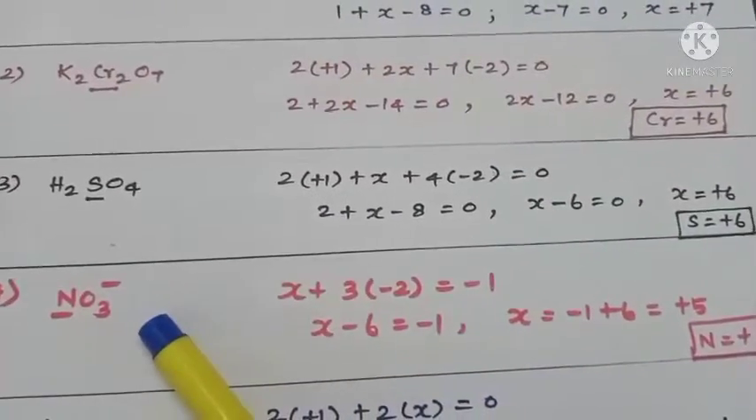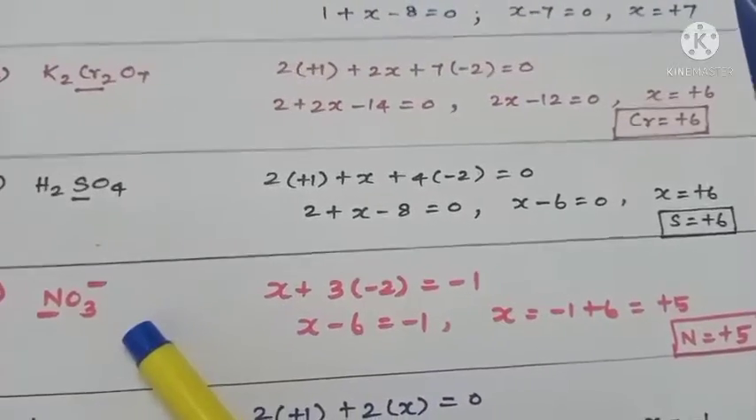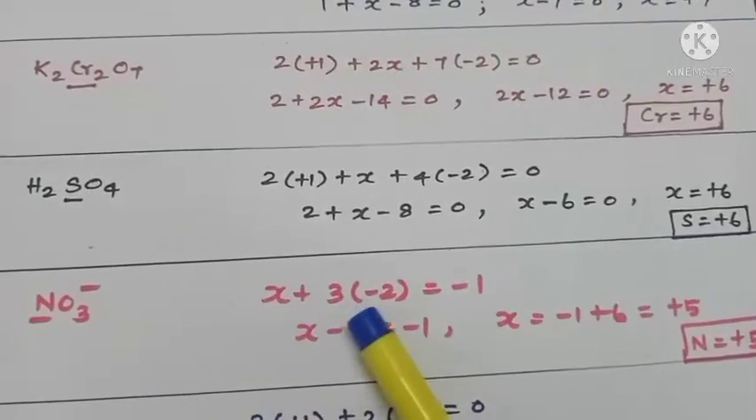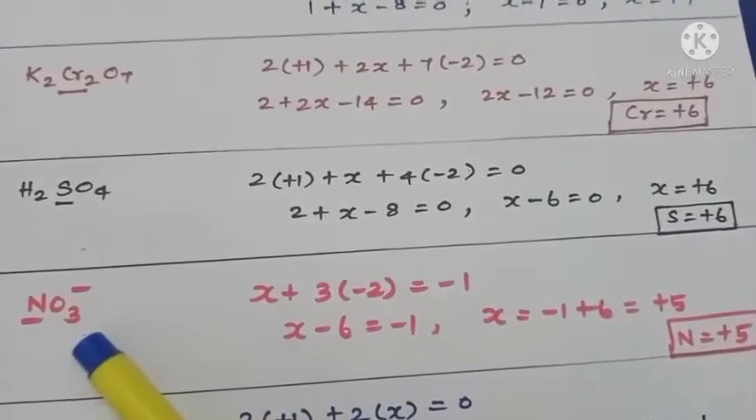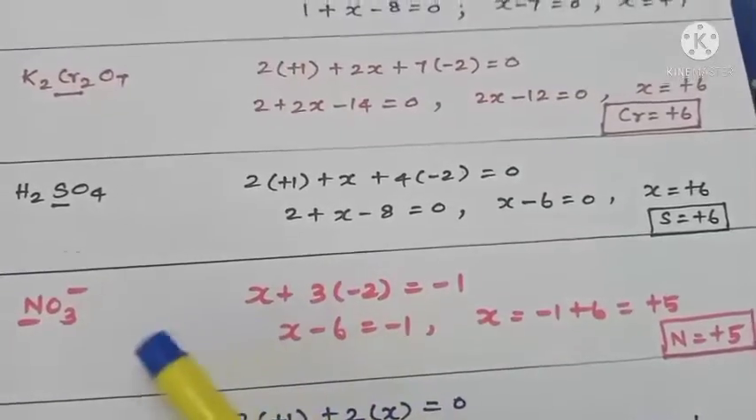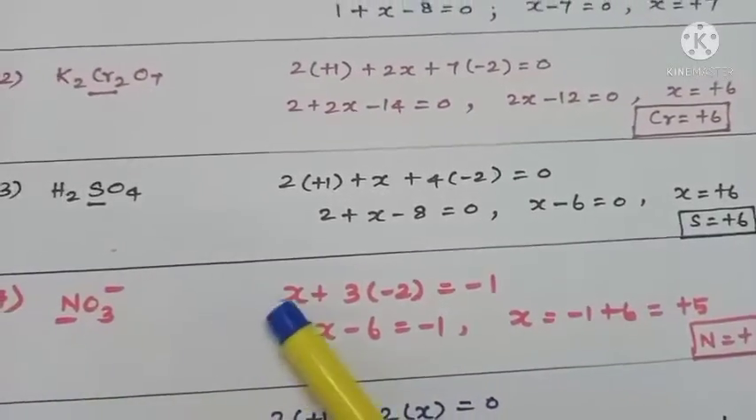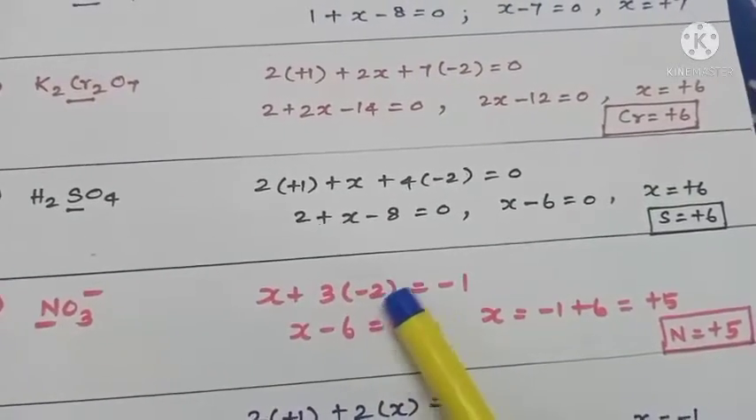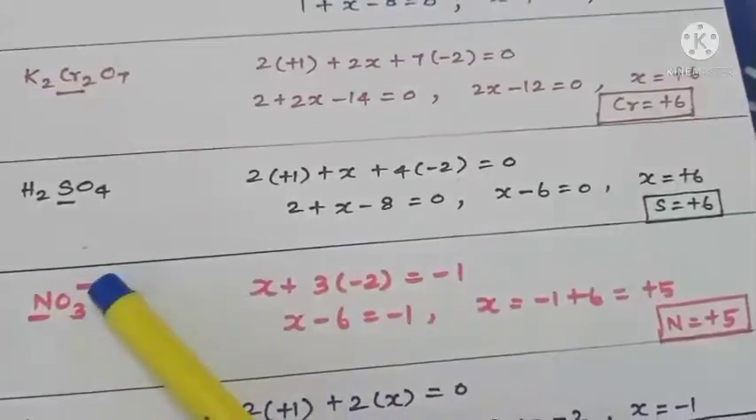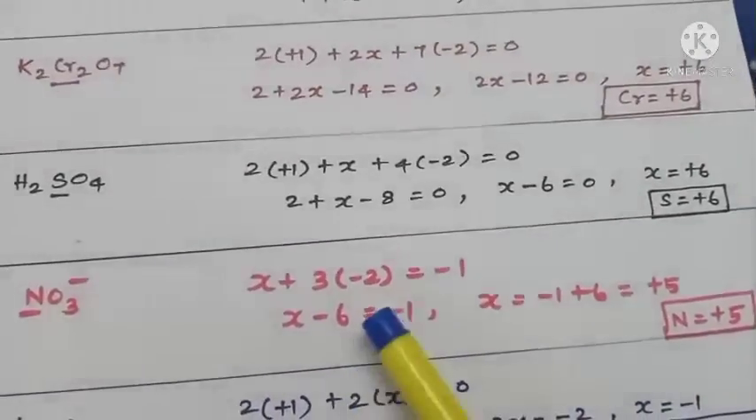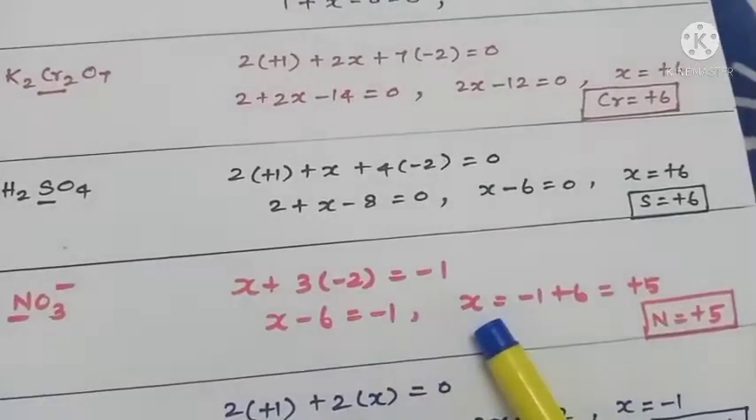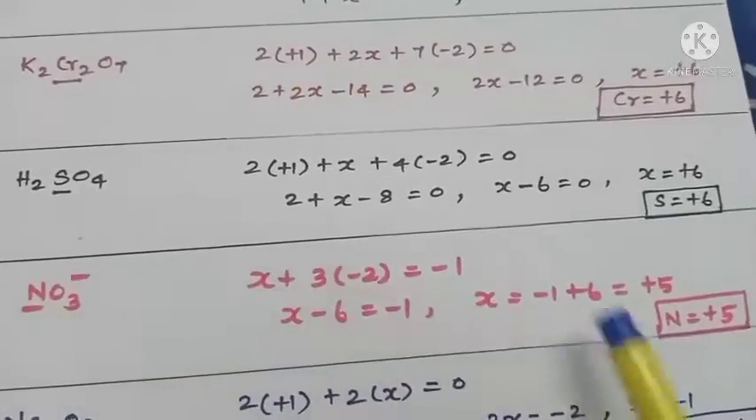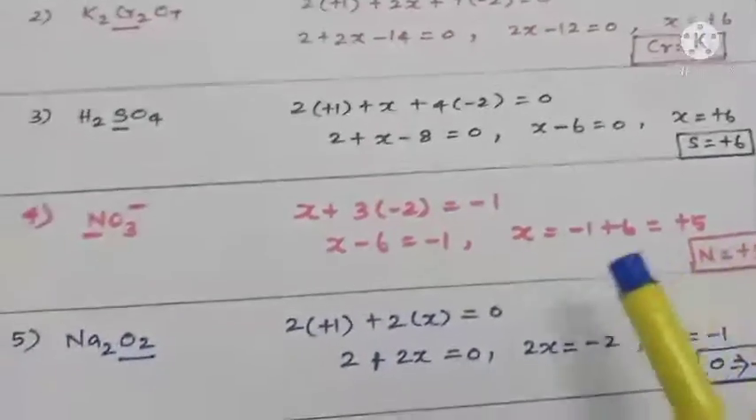The next one, NO3 minus ion, the nitrate anion. This is a polyatomic ion. Here the rule is that the summation of the oxidation numbers of all the atoms is equal to its charge. We have to find out the oxidation number of nitrogen. Let us have X plus 3 oxygens into their oxidation number -2. That summation is equal to its charge, minus, which is nothing but -1. So X - 6 = -1, X = -1 + 6 = +5. So in the nitrate ion, the oxidation number of nitrogen is +5.